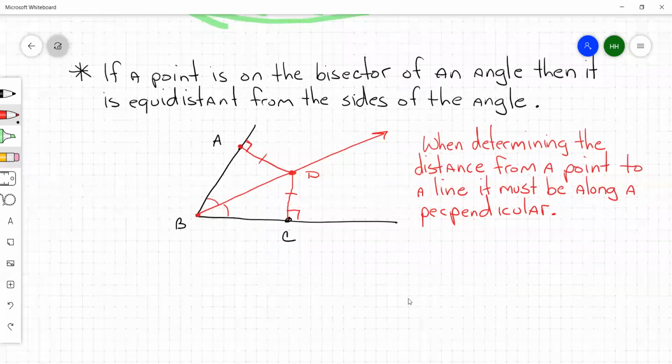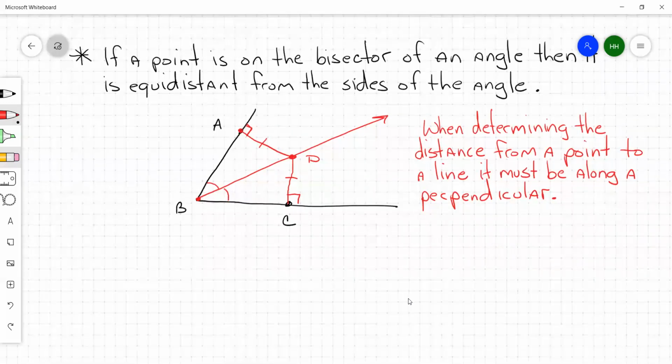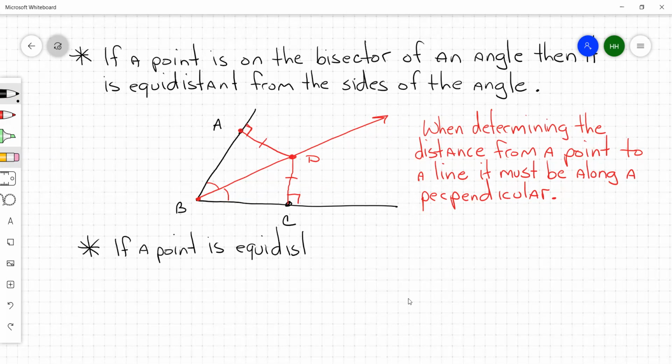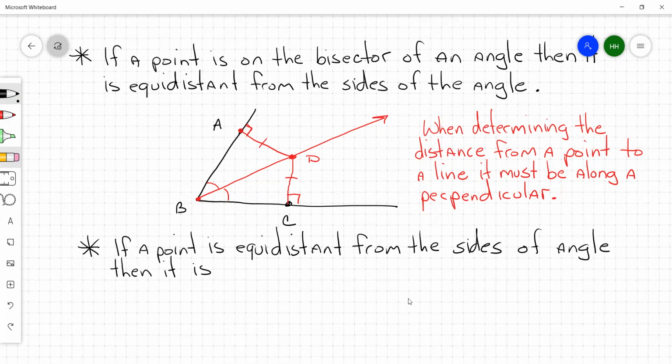Then we need the converse of that. If a point is equidistant from the sides of an angle, then it is on the angle bisector.